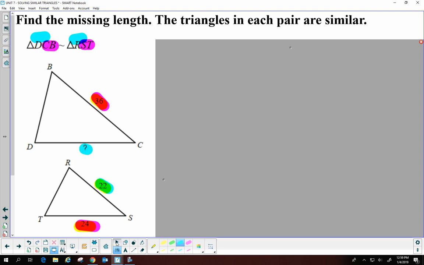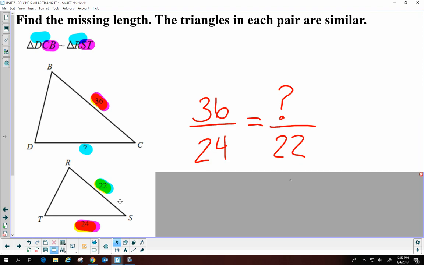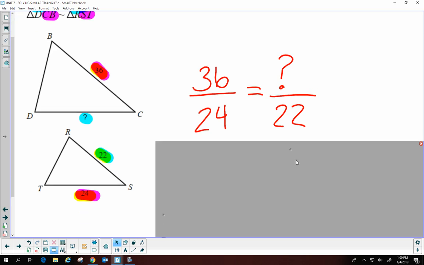So we can set up a proportion by doing 36 over 24 and question mark over 22. You have to be very careful that the numbers on top of both of the fractions come from the same triangle, and the numbers on the bottom come from the same triangle. And so now we just have a proportion to solve like we did a couple of days ago.